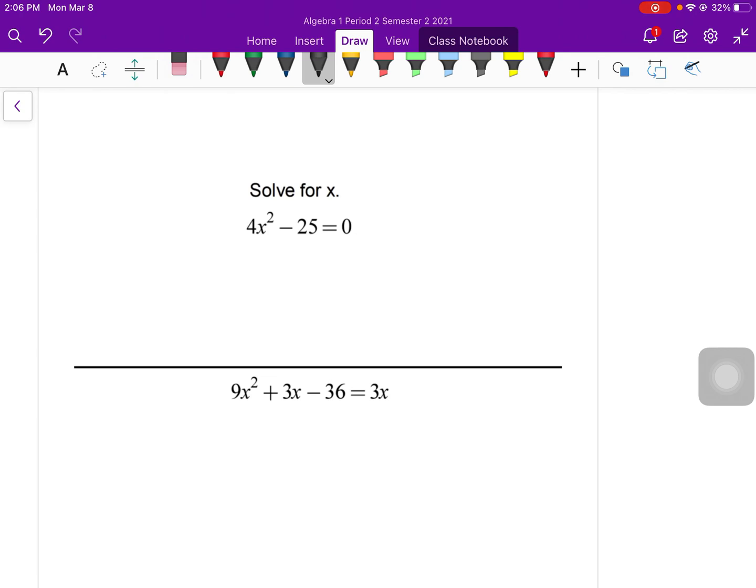All right. Now for this one, hopefully it screams in your face that you can solve this with the square root, but you can also solve this one by factoring. So I'm going to do this one both ways.